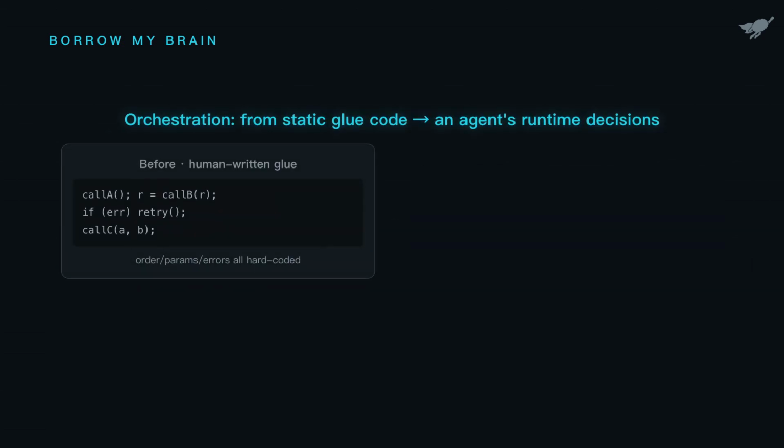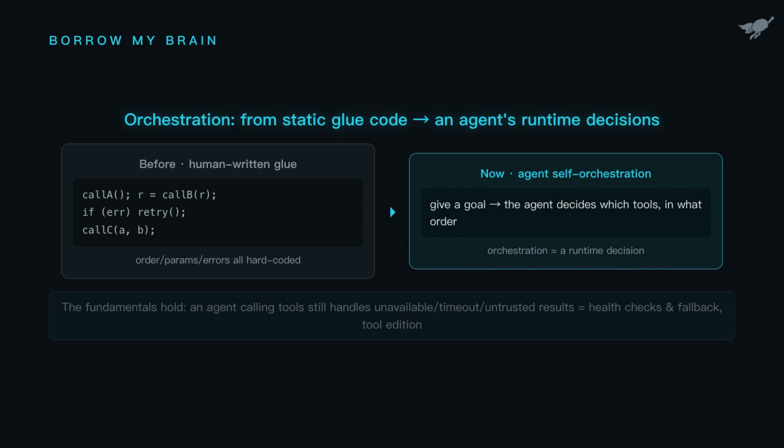Third, what change does it bring? Between microservices, who calls whom first, how the parameters get assembled, what to do on error, that used to be glue orchestration code, hard-coded by humans, line by line. Now an agent can decide, based on the goal, which tools to call and in what order, all on its own. Orchestration goes from static code to a runtime decision. That huge blob of glue code is being eaten by the agent's self-orchestration.